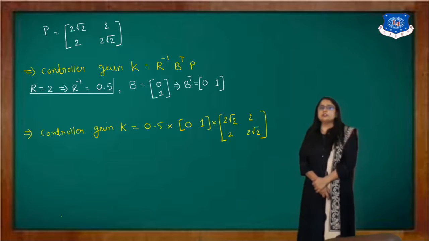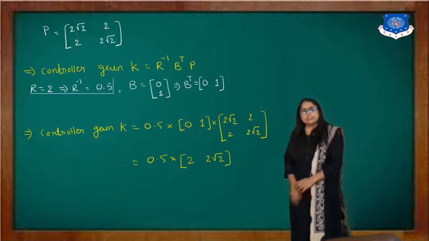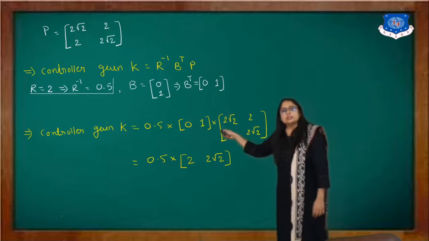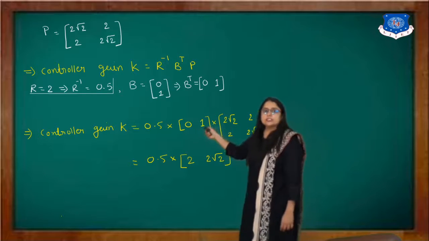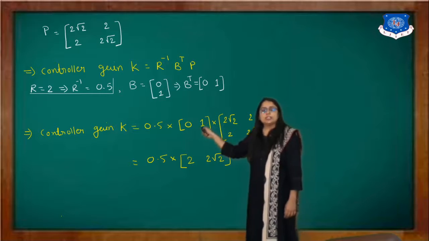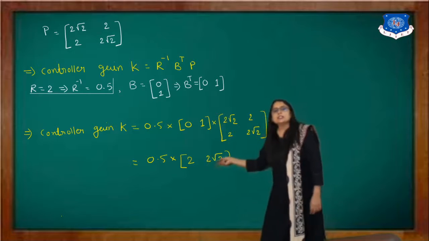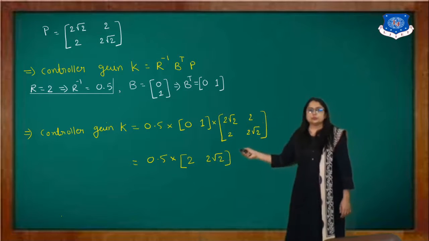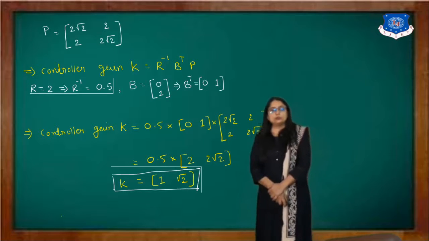Then you have to substitute all these values. First 0.5 as it is, then you multiply these 2 matrices. So first row, first column, you will get 2. Then first row, second column, you will get 2 root 2. And as you can see, here you have a 1, that is for the second column. So when you multiply this by 2, you will get only the second column, that is 2 and 2. Now if you multiply this, then we will get 1 and root 2.